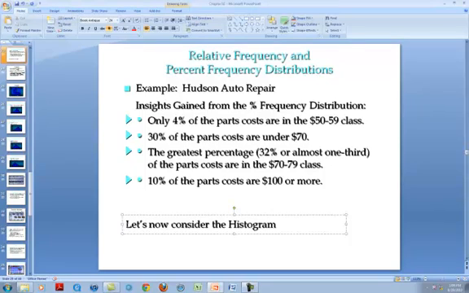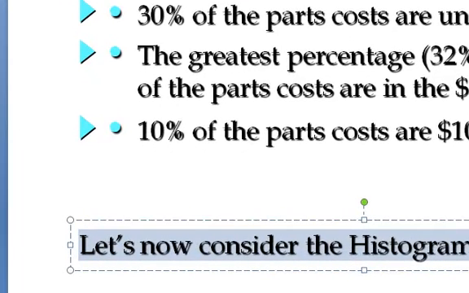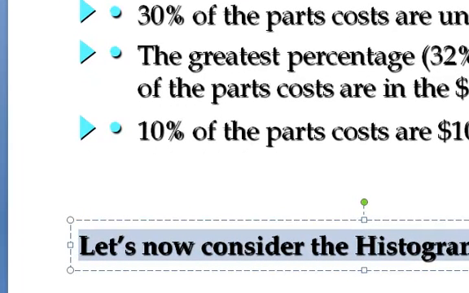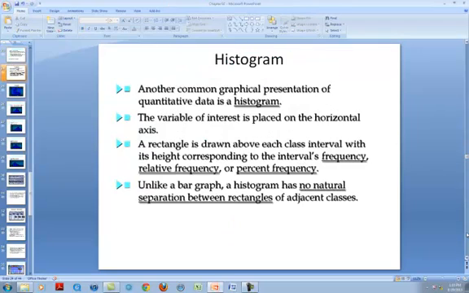Now that we've seen how to construct frequency distributions for quantitative data, let us consider how to make charts using quantitative data. First, let's consider the histogram. The easy way to remember what a histogram is: it's just like the bar chart for categorical data. For quantitative data, we call the equivalent the histogram. The variable of interest, in this case the class limits, we will place on the horizontal axis. And we will then draw rectangles or bars with heights corresponding to the frequency, relative frequency, or percent frequency.